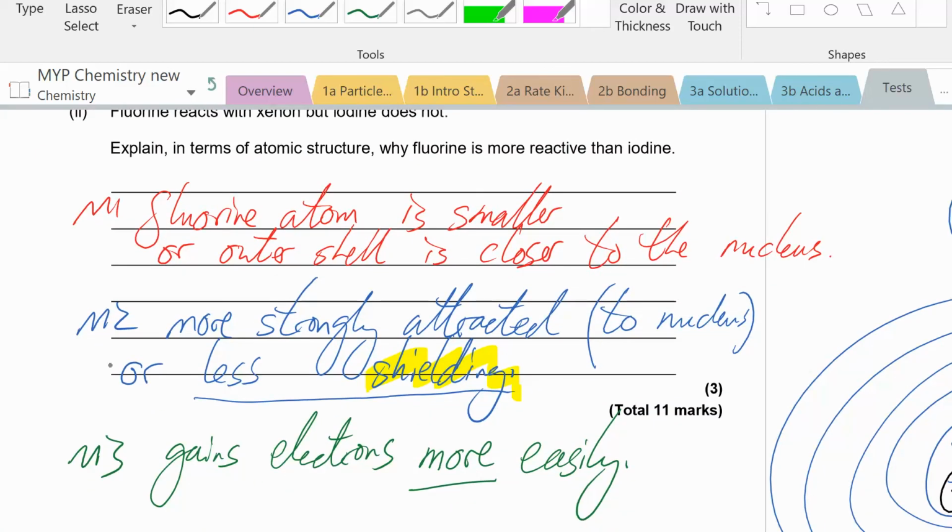So yeah, Mark 1, Mark 2, Mark 3. Mark 3 has to be gains electrons more easily, and more was a crucial word. Okay, that summarizes the test.